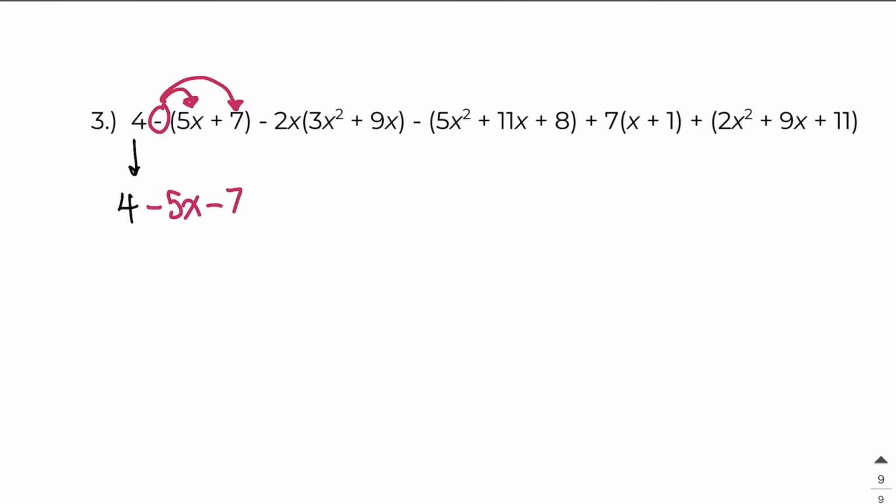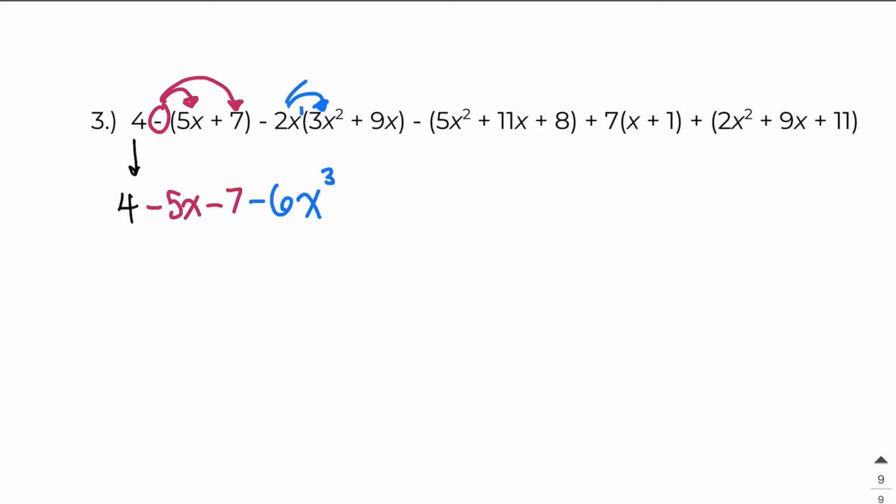It's closed. So now I'm ready to distribute the next term. And the next term that's stuck to the bracket is a 2x. So I'm going to distribute the 2x through. But this is a negative 2x. So I'm going to distribute negative 2x through. So negative 2 times 3 is negative 6. And then I've got x to the power of 1 and x to the power of 2. And when I multiply, I add my exponents. So 1 plus 2 is 3.